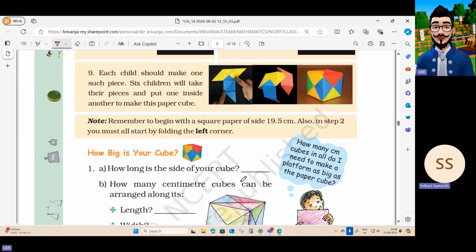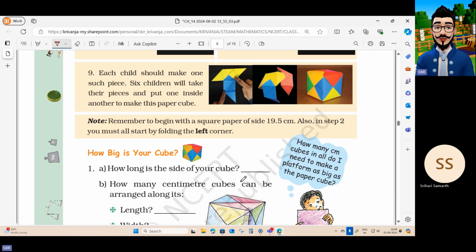Remember to begin with a square paper of side 19.5 centimeters. Also, in step 2, you must all start by folding the left corner.